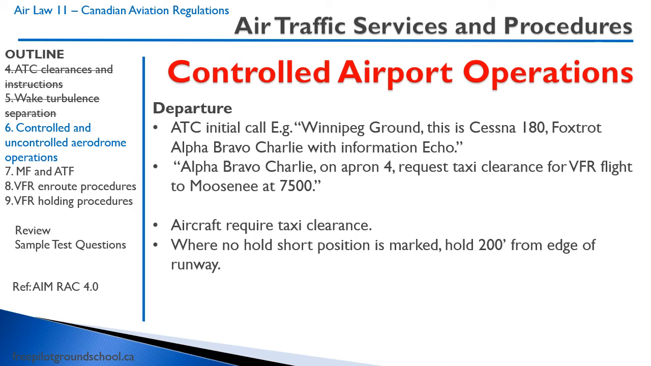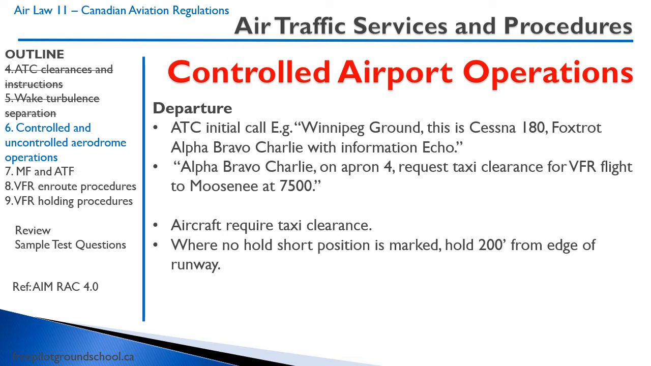Alpha Bravo Charlie, on apron 4, request taxi clearance for VFR flight to Moosonee at 7,500 feet. So in this case, our identifier, where we are, which is apron 4, and what we want to do. We want taxi clearance for a VFR flight to Moosonee at 7,500 feet.